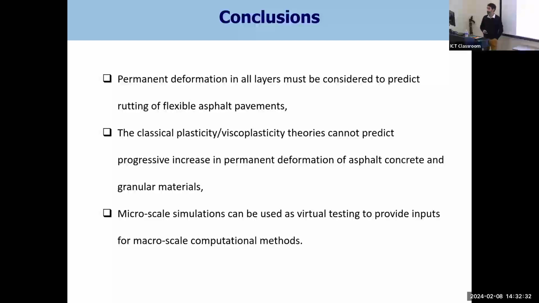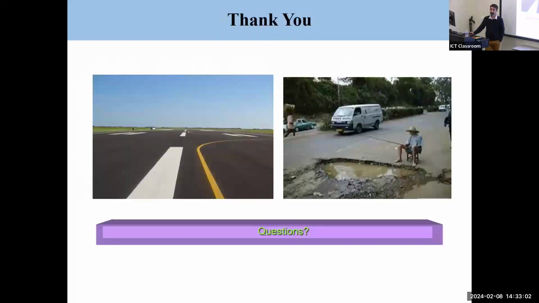And with that, I'm going to conclude saying that permanent deformation in all layers must be considered for the rutting of flexible asphalt pavements. The classical plasticity and viscoplasticity theories cannot predict progressive increase in permanent deformation of asphalt, concrete, and of course, granular materials. And what we think is that microscale simulation can be used as virtual testing to provide input for macroscale computational methods. The goal is to have a very nice pavement.